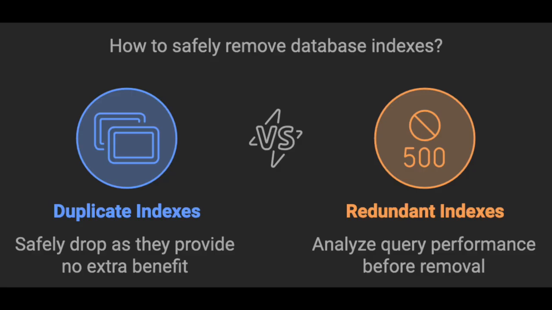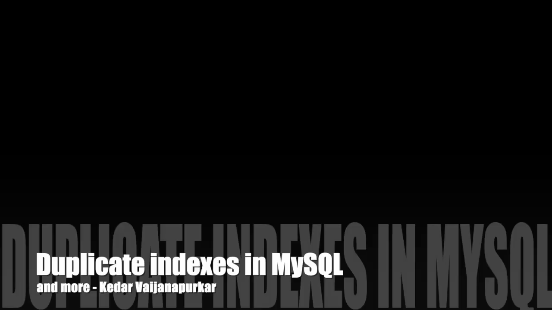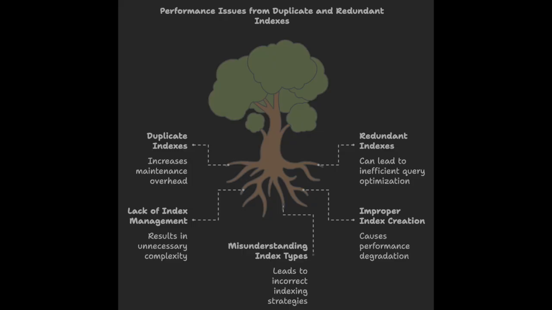While duplicate indexes are usually safe to drop right away, they offer no added benefit and just create overhead. Redundant indexes require a bit more caution. So it's like cleaning out your closet. You can confidently toss those duplicate sweaters you never wear, but you might think twice before getting rid of that old jacket that you might need someday.